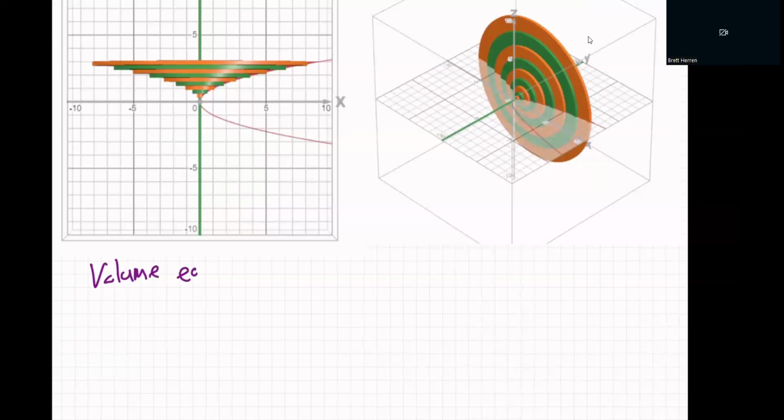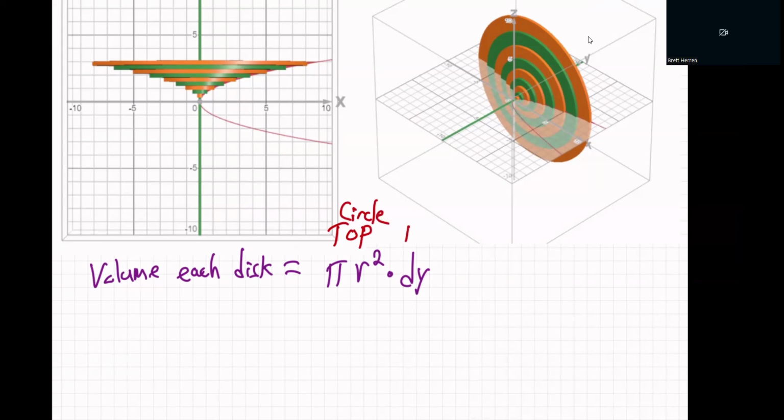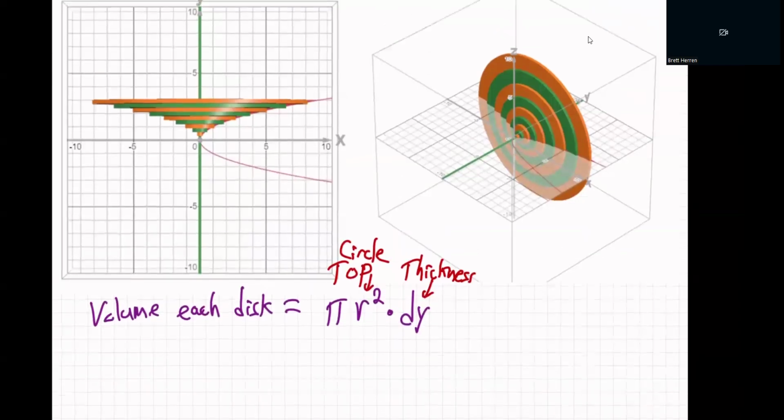The volume of each disk is going to be equal to pi r squared times dy. Do you see why? Because this is the circle top and the thickness is dy. So the top circle is pi r squared, right? Each of these is a circle. You can see it right here, right? Let's take this one. Each disk is a circle. Area of a circle is pi r squared. And then its thickness is dy.